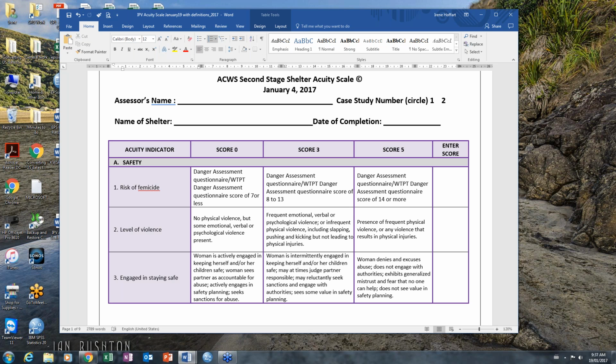Going through each one of those, risk of femicide is fairly simple: it's the danger assessment score. I believe all of you are completing the danger assessment in your shelters. When we actually do this with real clients, you would just use the score from the danger assessment. You can also see it says WTPT danger assessment. That is the Walking the Path Together danger assessment, which some of you use and some of you don't. It is a more culturally sensitive assessment for Indigenous women, and you can use either one.